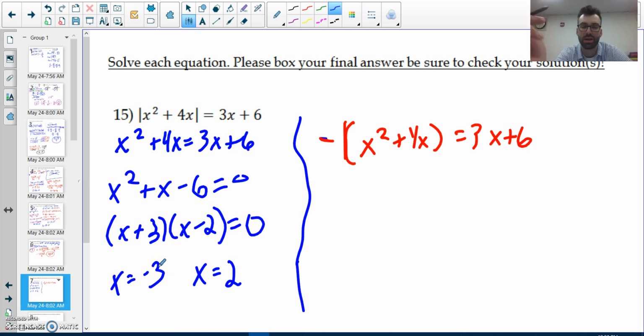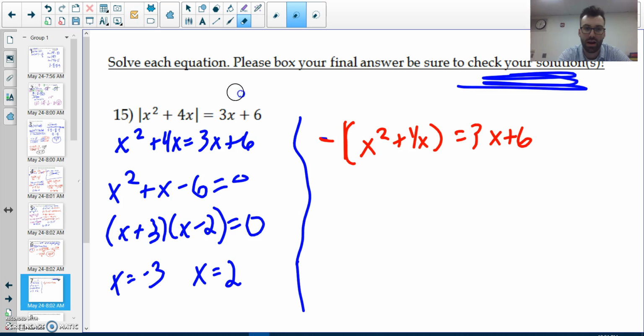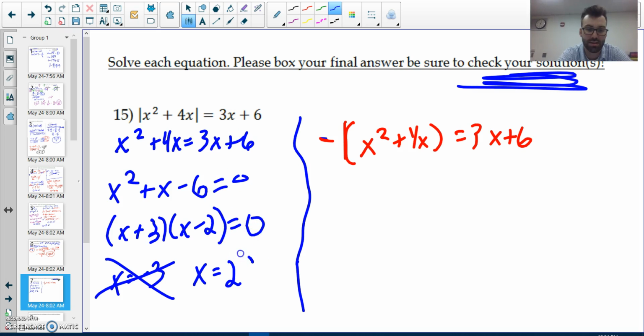Remember, we have to check for extraneous solutions. If I plug negative 3 in here, I get negative 3 times 3, which is negative 9, plus 6, gives me negative 3. If I take the absolute value of a number, I will never have a negative answer, so I can throw out negative 3. 3 times 2 is 6, 6 plus 6 gives me 12, so 2 works.